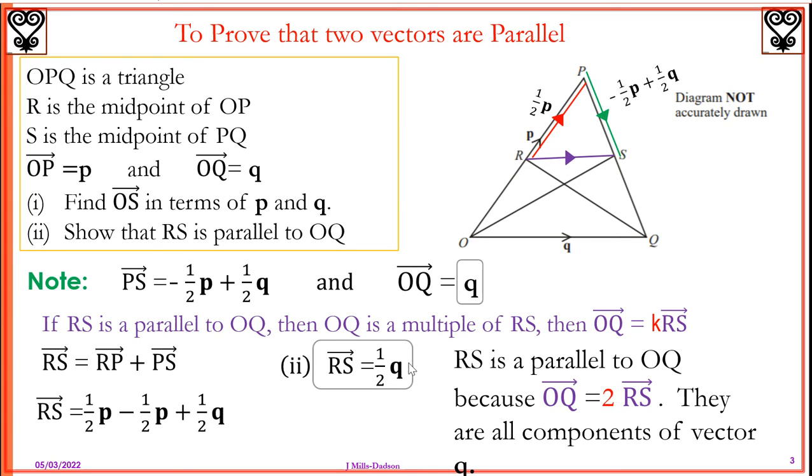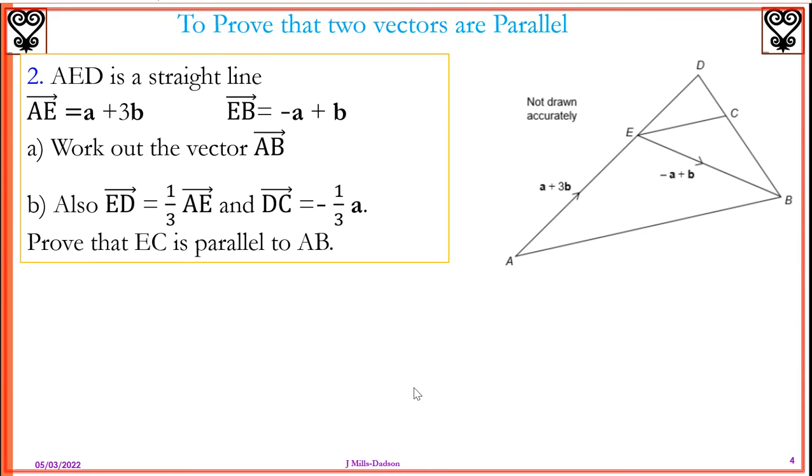That's how to prove that vectors are parallel. You just have to compare the components. What is the vector made up of? They are made of Q's. Let's look at example 2.